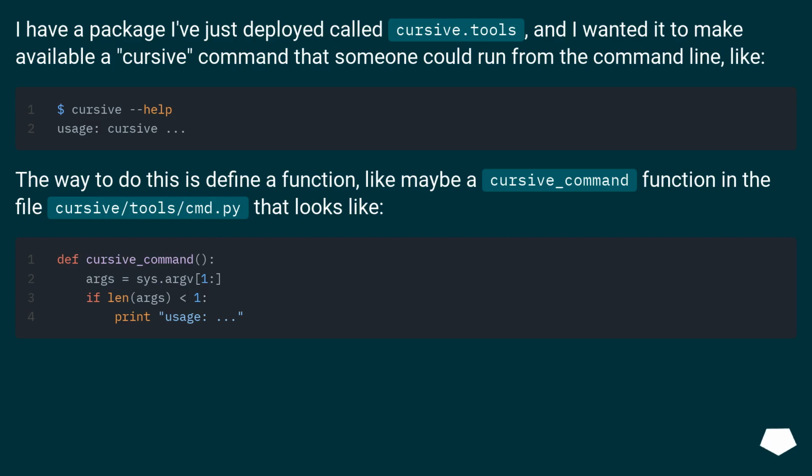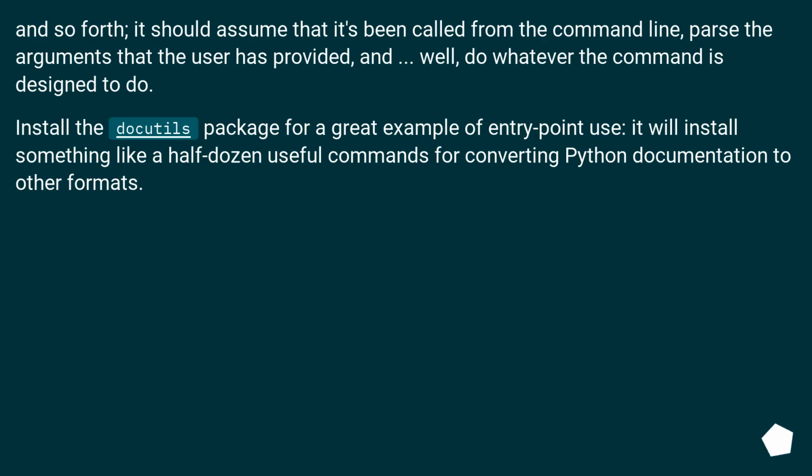I have a package I've just deployed called cursive.tools, and I wanted it to make available a cursive command that someone could run from the command line, like. The way to do this is define a function, like maybe a cursive_command function in the file cursive/tools/cmd.py that looks like. And so forth. It should assume that it's been called from the command line, parse the arguments that the user has provided, and, well, do whatever the command is designed to do.